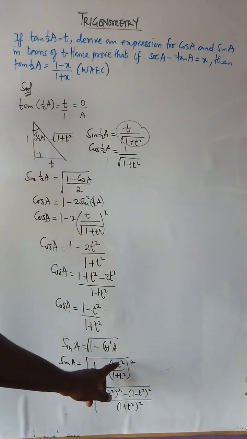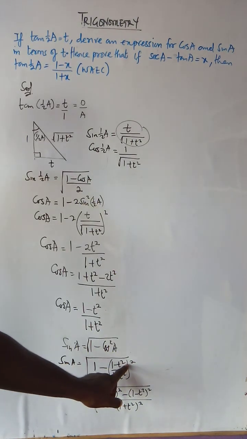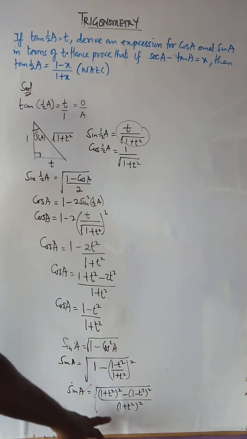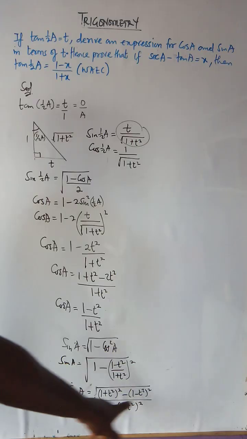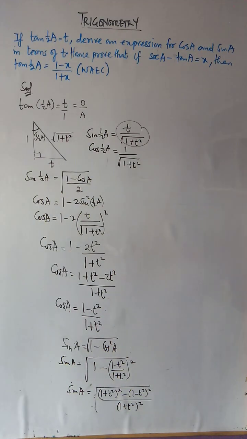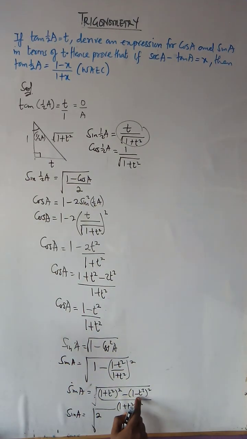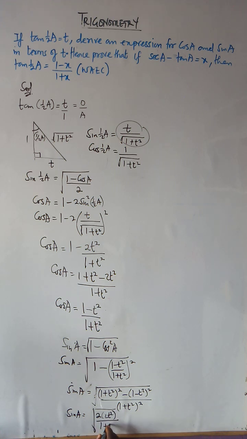If you split this square from numerator and denominator and look for the LCM, you get this. And here we don't need to expand because that's a difference of two squares. So we add, then we subtract. If we add this with this, the t squared cancel, 1 plus 1 is 2. Then we subtract, I'll be having t squared, 1 minus 1 will cancel. t squared minus t squared is what? 2t squared, divided by 1 plus t squared all squared.